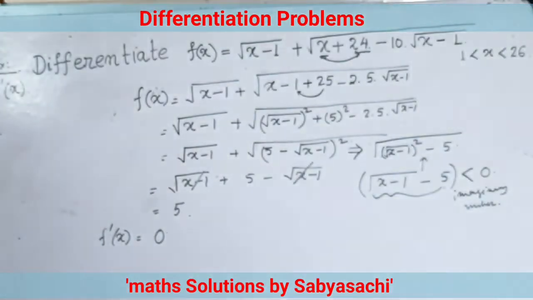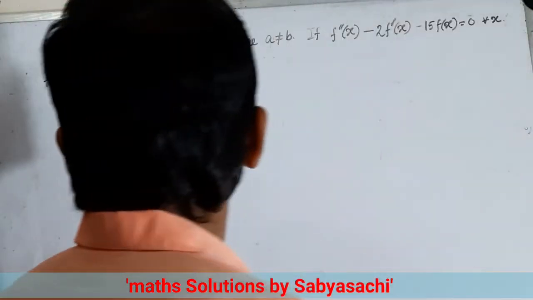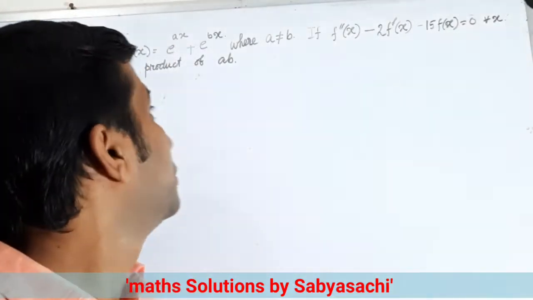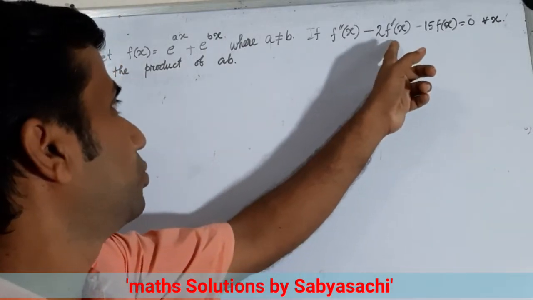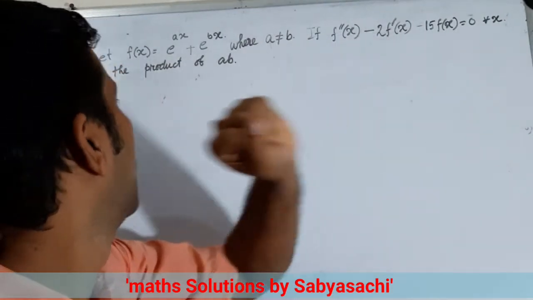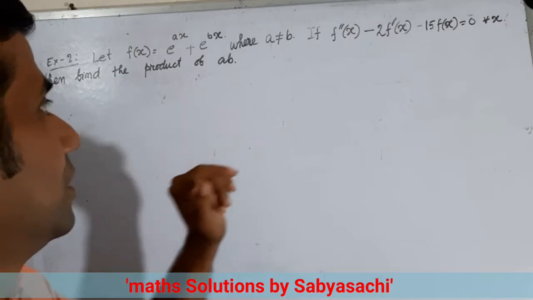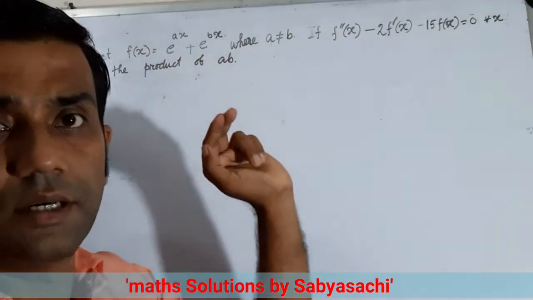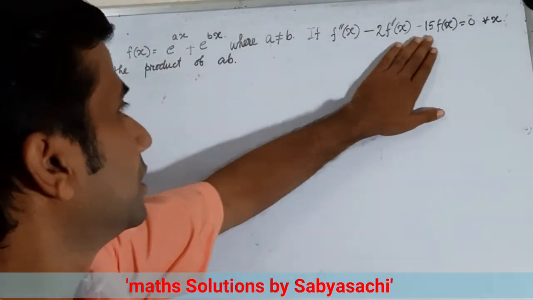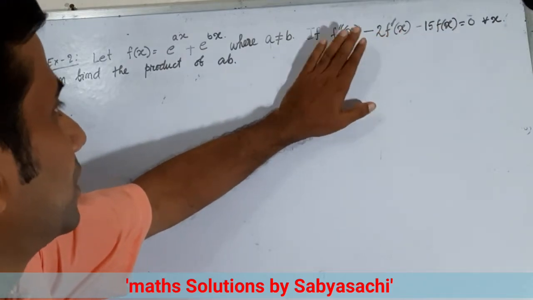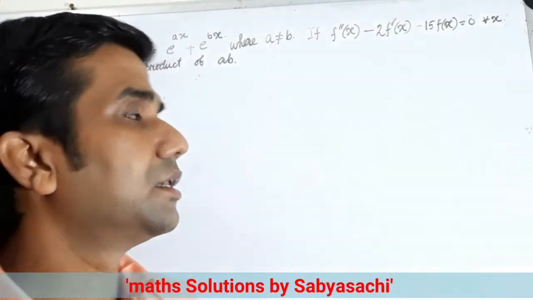Next problem is f(x) is equal to e to the power ax plus e to the power bx, a not equal to b, and if f double dash x minus 2 f dash x minus 15 f(x) is equal to 0 for all x, then find the product ab. So what we have to do is differentiate f(x), then double differentiate f(x), then putting the value of f double dash x, f dash x and f(x), we will get the required result.